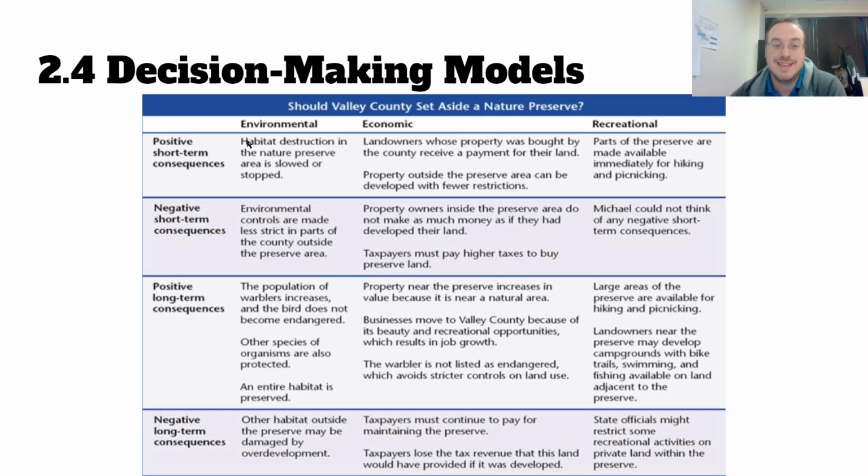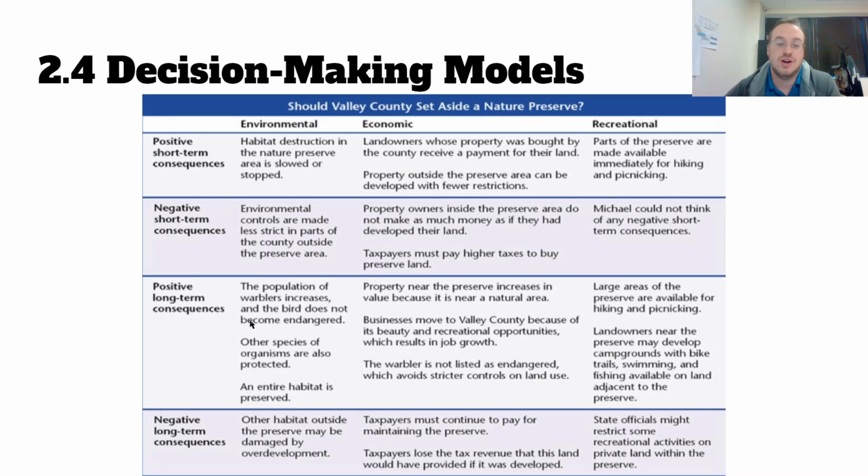Similarly, we'll see that this positive short-term consequence in the environment will lead to this negative short-term consequence. So we said that the area is going to be slowed down and stopped with the habitat destruction, but that's because these property owners can't develop that land. They only took the buyout instead of being able to make money long-term on that. We also can see that taxpayers are going to pay higher taxes to buy that preserved land. So this buyout money comes from somewhere.